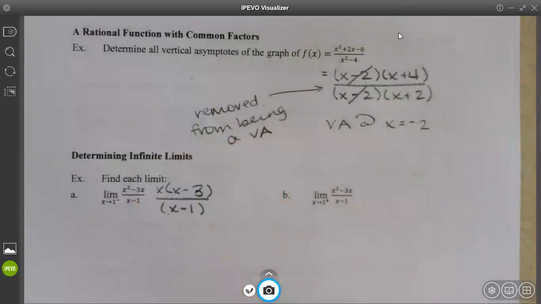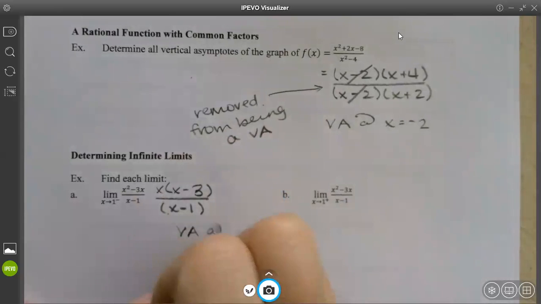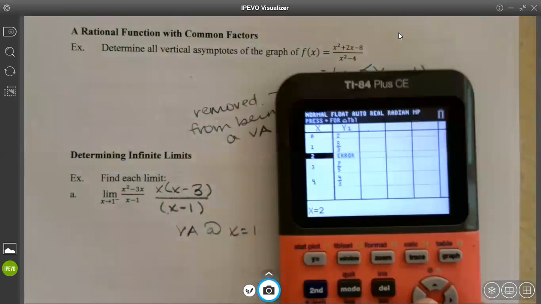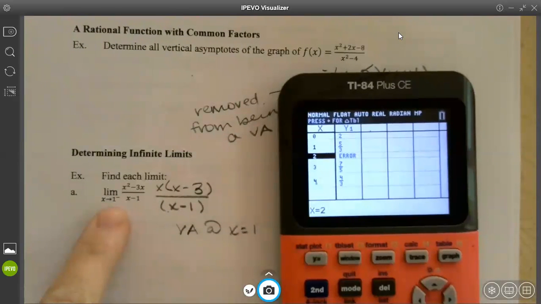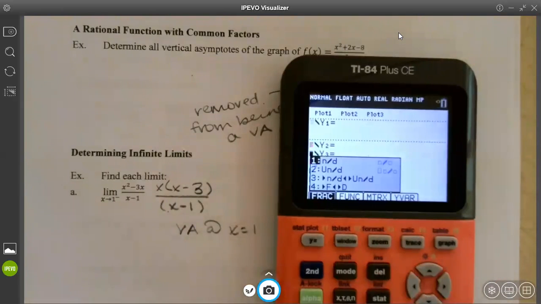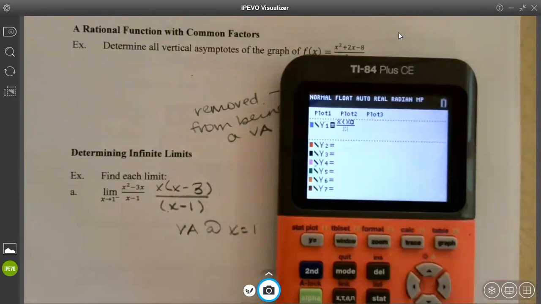All right. So what do you notice? So that means something happens at that 1, right? That means your limit's probably not going to exist because you have a vertical asymptote. So then we're going to put it in so that you guys can see it. X minus 3, X minus 1.